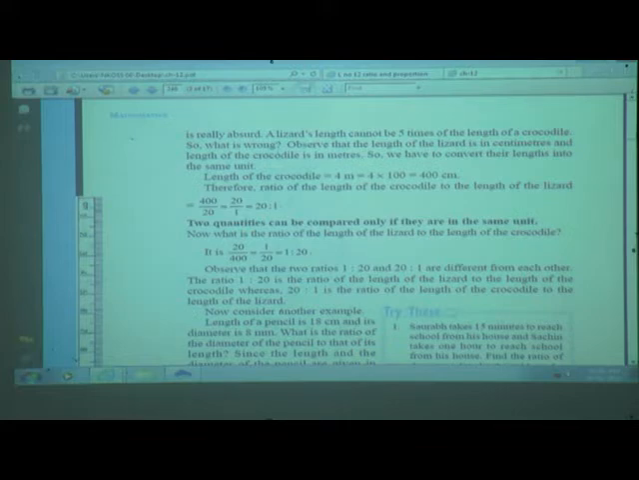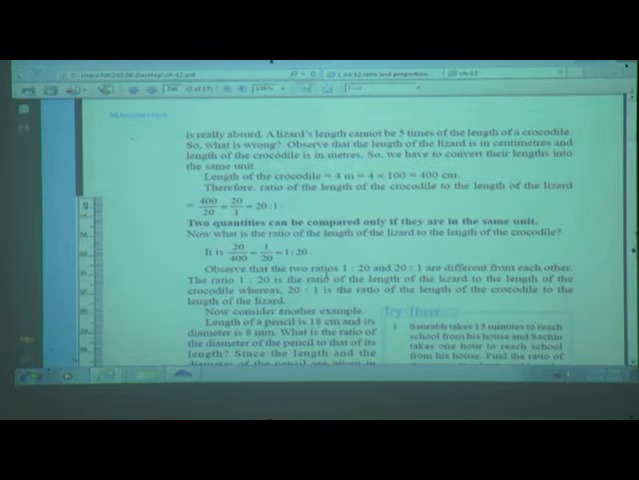Now, what is the ratio of the length of the lizard to the length of the crocodile? What is the length of the lizard? 20 centimeters, and the length of the crocodile is 400 centimeters. Thus, we can write 20 by 400. So 20 ones are 20 and 20 twenties are 400. Thus, we get 1 upon 20, that is nothing but 1 is to 20.